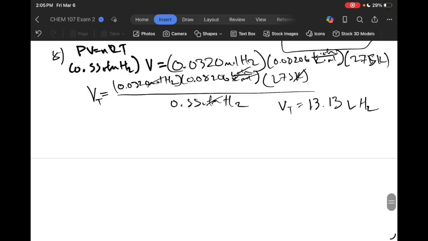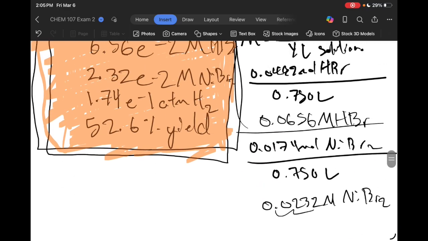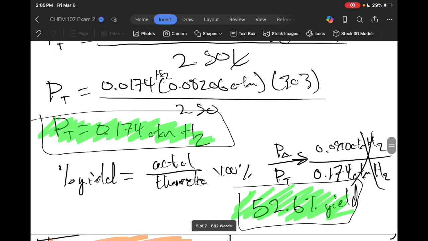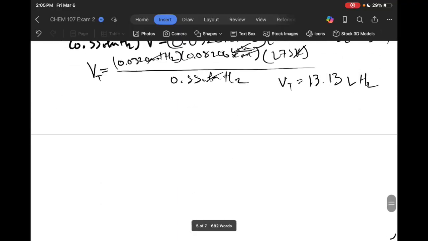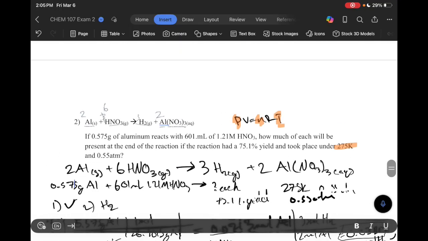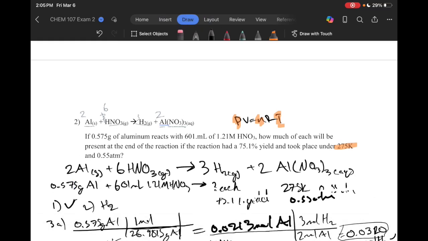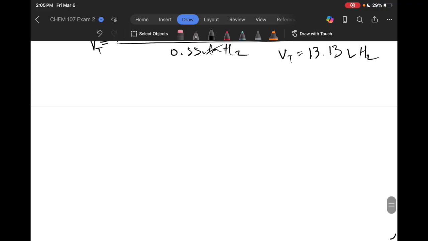Okay, so now that we know that, if we refer to our earlier example, we know our percent yield. So our percent yield was 75.1%.